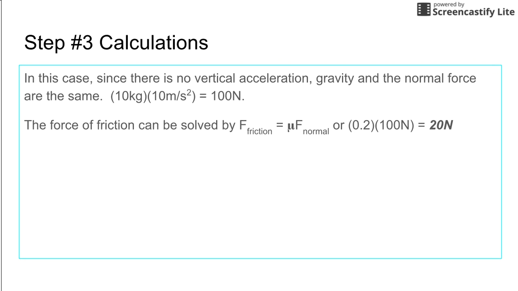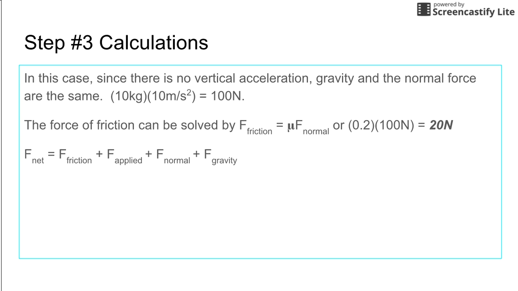The force of friction can be solved by using the coefficient of friction equation that we've already discussed, rearranged solving for force of friction. We've got force of friction equals the coefficient of friction times the normal force, or 0.2 times 100 newtons, and that gives us a value of 20 newtons for our force of friction.